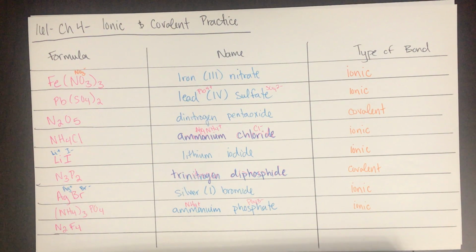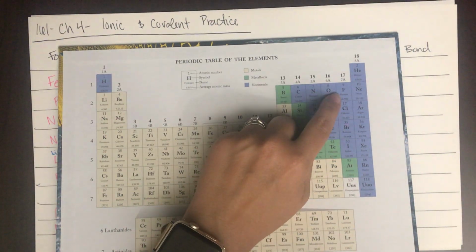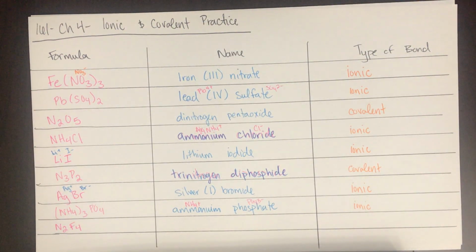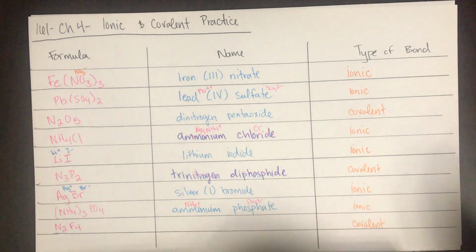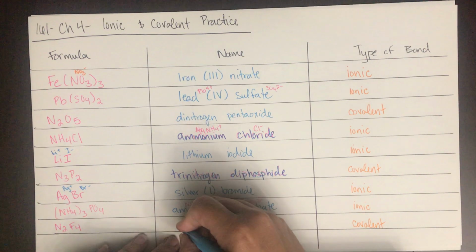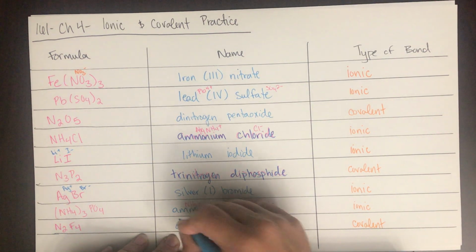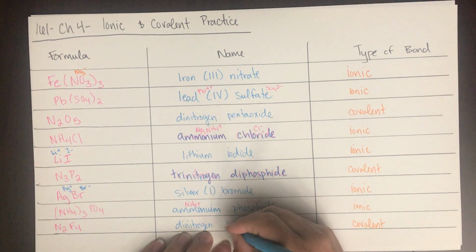Okay, let's look at one more. N2F4. So here's N nitrogen, here's F fluorine, and they are both nonmetals, which means this is covalent. I have 2 nitrogens and 4 fluorines. So it's going to be dinitrogen, and 4 is tetrafluoride.